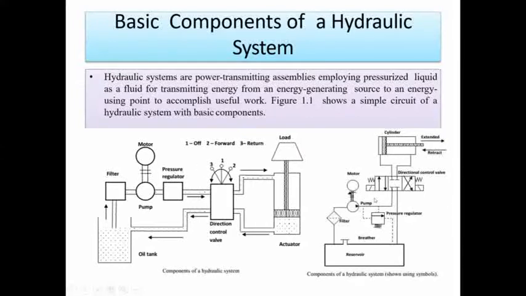Here in this diagram you can see a symbolic representation of a hydraulic system. Here you can see the reservoir, then this is the filter, this is the symbol for pump. The pump is driven by the motor, that's why the motor is also shown here. Then this is the symbol for pressure regulator, then this is the symbol for direction control valve, and this is the actuator. The actuator consists of a cylinder and piston. You can see here both motions of this piston are stated as extended and retracted.